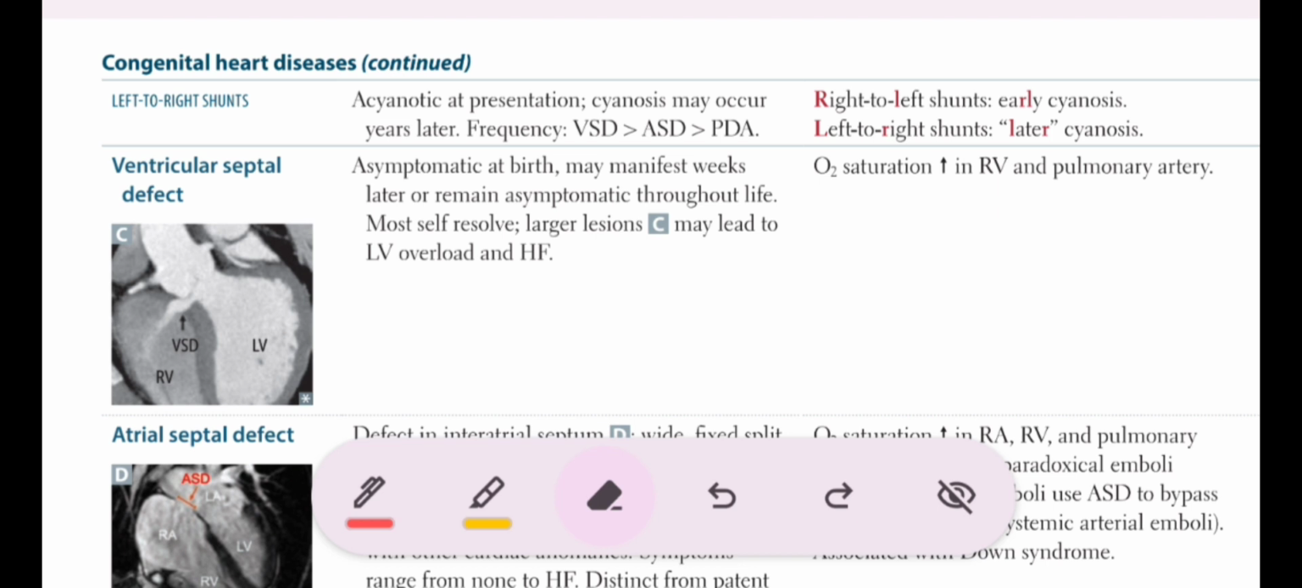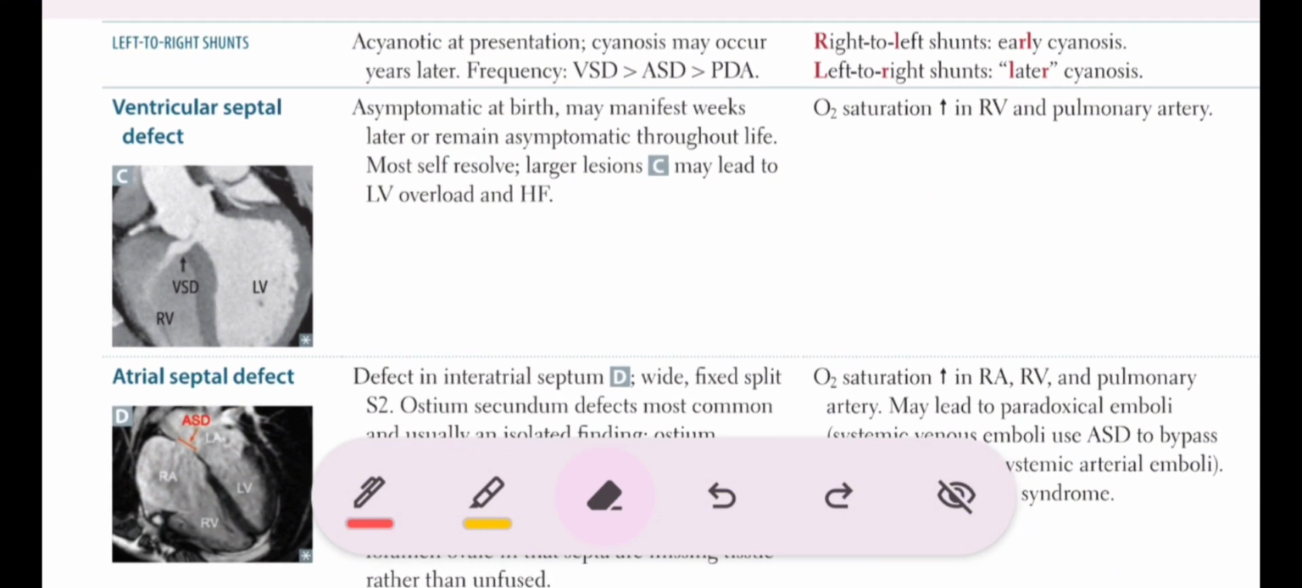Then we have the non-cyanotic or acyanotic congenital heart defects. These are due to left to right shunts. These are in order of frequency. VSD is the most common, then you have the ASD, and the least common is the PTA, also known as patent truncus arteriosus. So ventricular septal defect is asymptomatic at birth, but it may manifest weeks later, or it can remain asymptomatic throughout life.